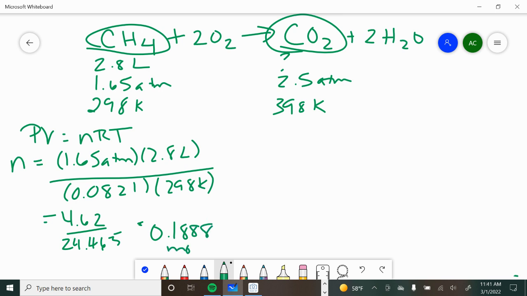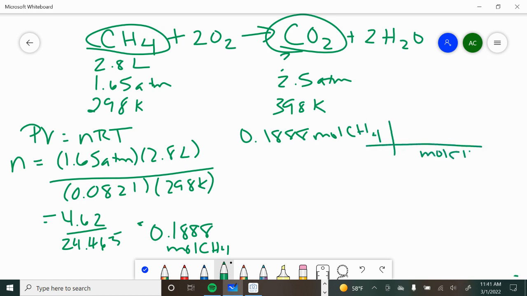0.1888. That's moles of CH4. So, what am I going to do now? Use the mole ratio to find how many moles of carbon dioxide. I'm going to take my moles of CH4 and turn it into moles of carbon dioxide. What is my mole ratio for that? 1 to 1. So that luckily comes out to be the same number.